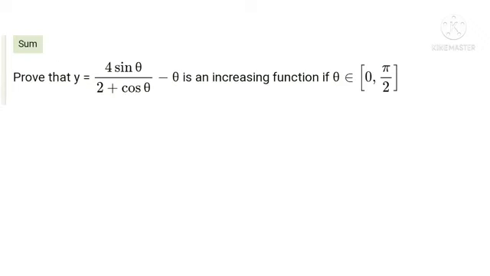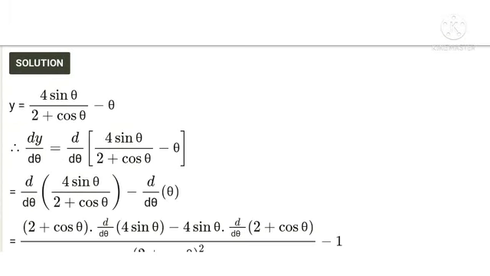Okay. Now students, last example in this exercise 2.4, question number 24. Prove that y is equal to 4 sin x upon 2 plus cos x, minus theta, is an increasing function if theta belongs to closed interval 0 to pi by 2. First write y is equal to 4 sin theta upon 2 plus cos theta minus theta.